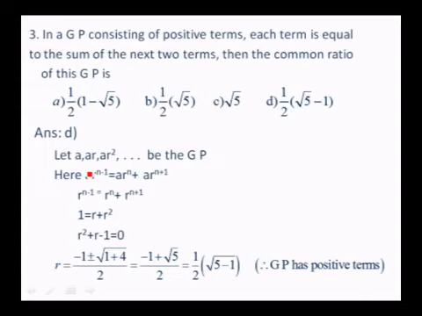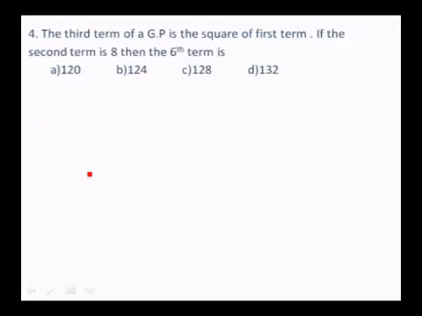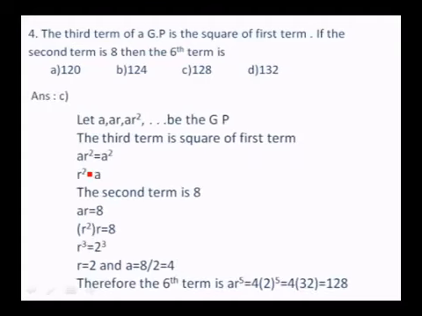So, reduce that to the quadratic form, then you can easily obtain the solution. It is not very difficult. The third term of a GP is the square of the first term. If the second term is 8, then the sixth term is. So, here also I take the GP as a, ar, ar square, etc. The third term is the square of the first term.